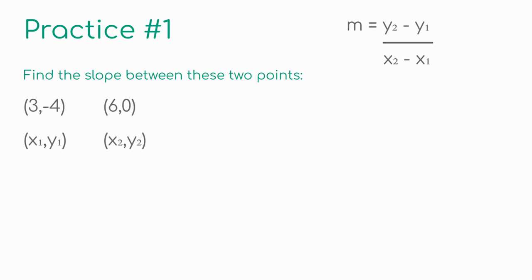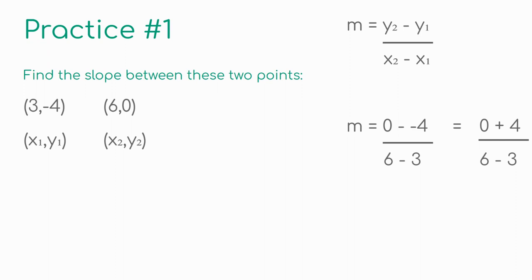Now I'm going to plug in my coordinates. So y2 is 0, y1 is -4, x2 is 6, and x1 is 3. Be really careful that you're plugging in the right numbers, and also be careful with your negative. Since my y1 is a -4, I'm going to be having a minus -4. So a minus negative turns into a plus.